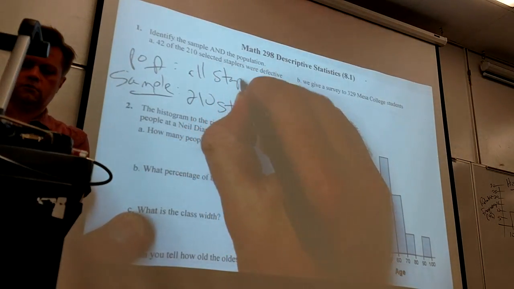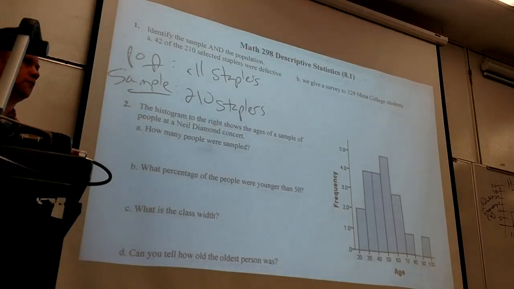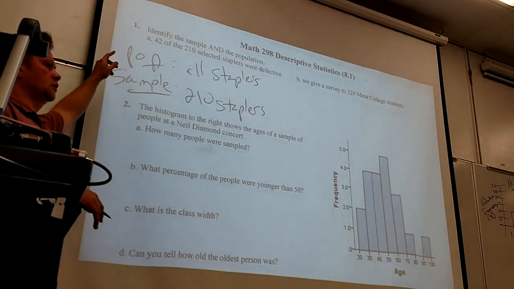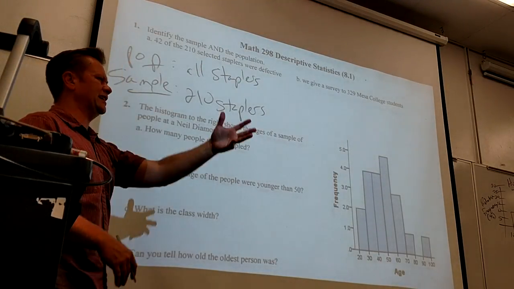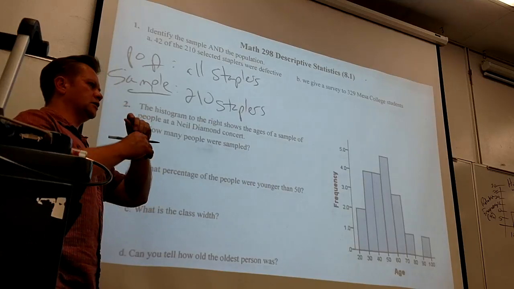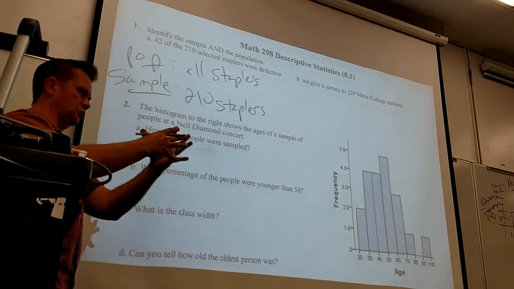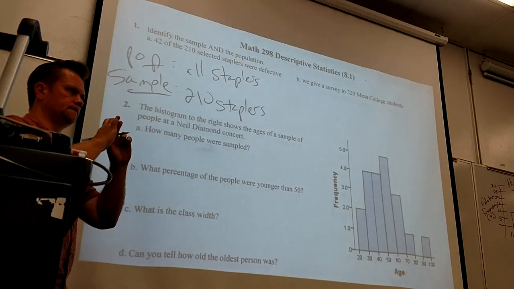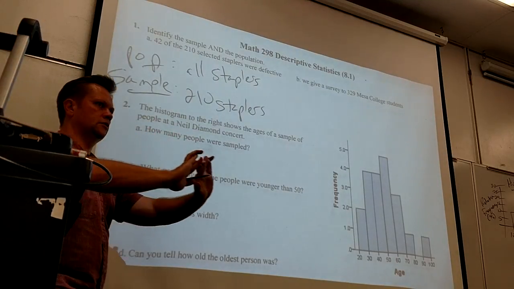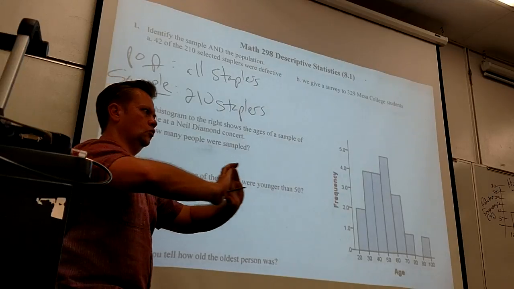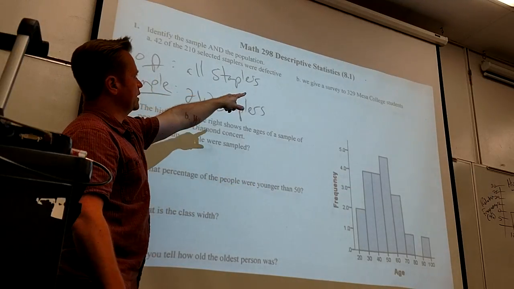I wrote selected staplers. For which one? For population. Yeah, see, the population is never going to be selected anything. The population is not selected. It's everybody, and then we select a subgroup of that. I like it. How are we doing so far? Okay? And then part B is actually a little bit easier.